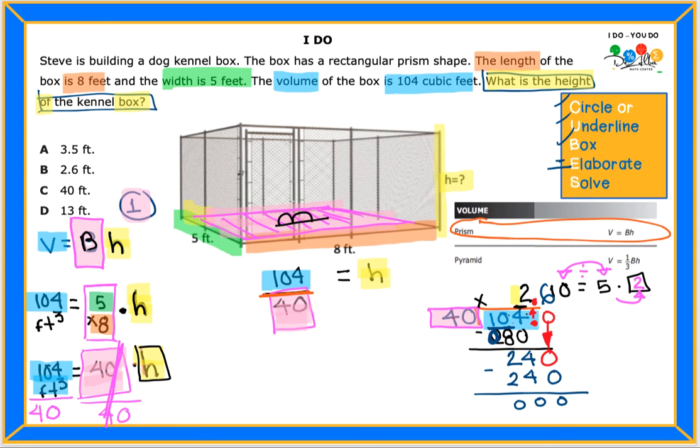2.6. Awesome. So let me highlight this and let me put a cloud around. This should be the answer for this. The height should be 2.6. The units that I'm working with are feet. And now I'm going to look at the answer choices. And our answer is letter B. Awesome. Great job, guys. Thanks.